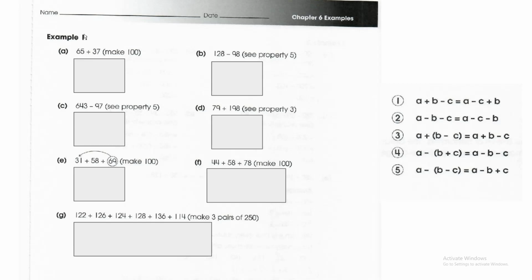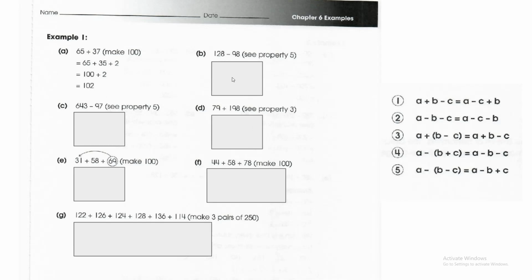Example 1a. So 65 plus 37 is a difficult problem. So what we're going to do is make 100, as it says. But there's no way to do that off the bat. So what we have to do is take 37 and break it down into 35 plus 2. And this will give us 65 plus 35 plus 2, which goes to 100 plus 2, and 102 is your answer.